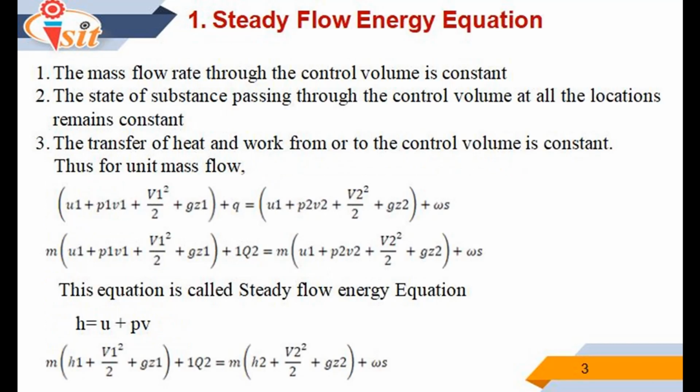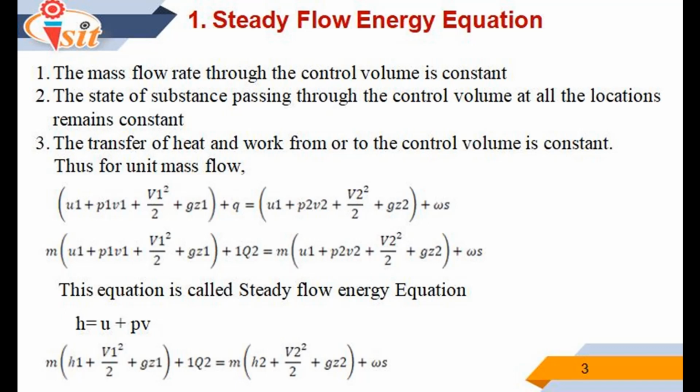The first point related with today's online session is steady flow energy equation. Mostly in engineering applications, the situation occurs when the steady flow conditions are achieved. The conditions to be satisfied are the following. First condition is the mass flow rate through the control volume is constant. Second one is the state of substance passing through the control volume at all locations remains constant. And third important thing is the transfer of heat and work from or to the control volume is constant.